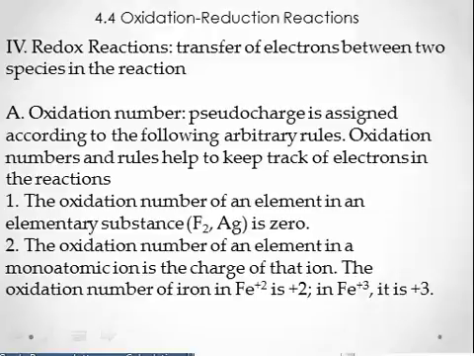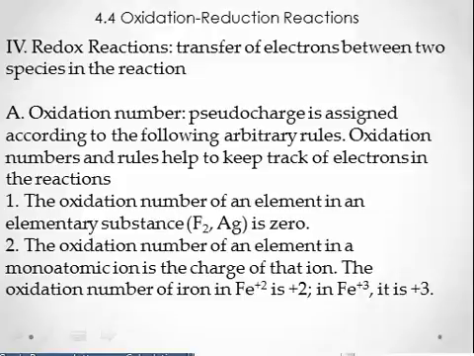They are sort of like pseudo charges, these fake charges that we are assigning according to the following rules. And these oxidation numbers help us keep track of basically what's gaining electrons in a reaction and what is losing electrons in a reaction.